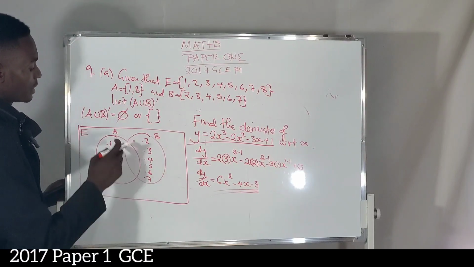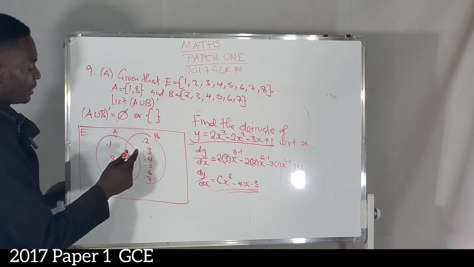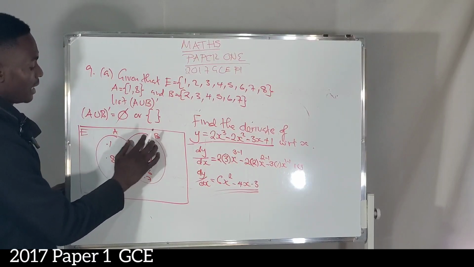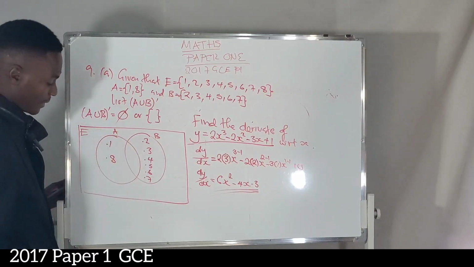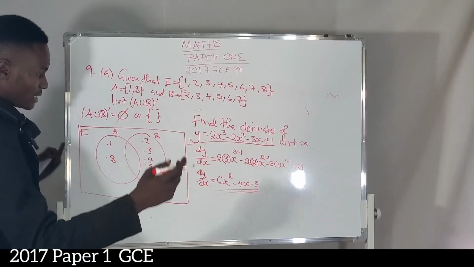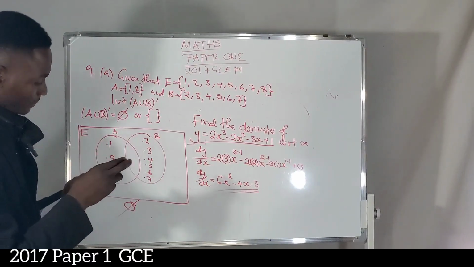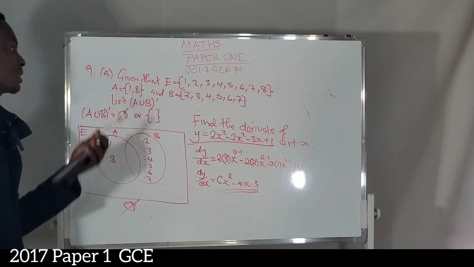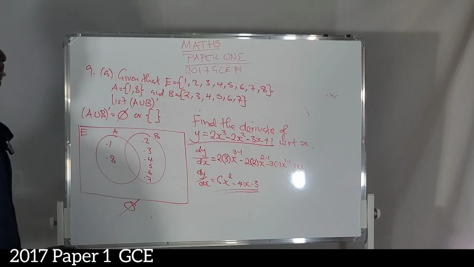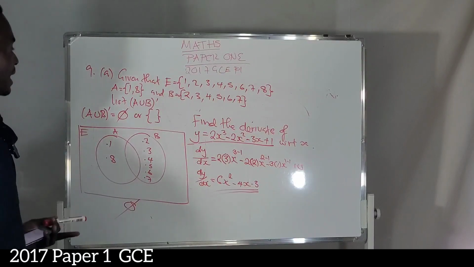So when you say A union B complement, it means remove what is in A and in B. What are you remaining with outside here? Nothing, so it is an empty set. That's why it's 1 mark, and such questions are usually 1 mark in the exam and they usually come. So make sure you understand.